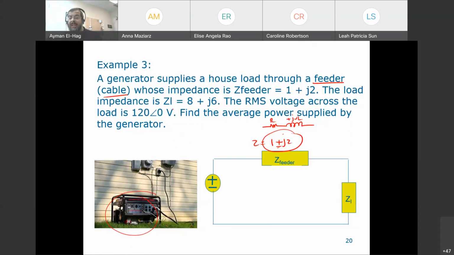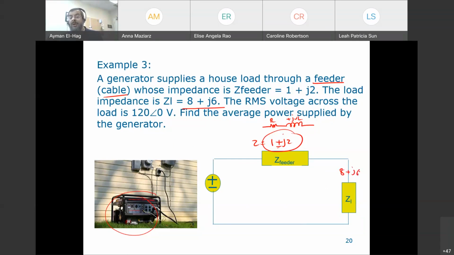The load impedance is also inductive. We said that loads are basically resistors in parallel with inductive loads, so it's R in parallel with RL. So the equivalent impedance of this will be inductive. It's 8 plus j6. So this has an impedance equal to 8 plus j6.